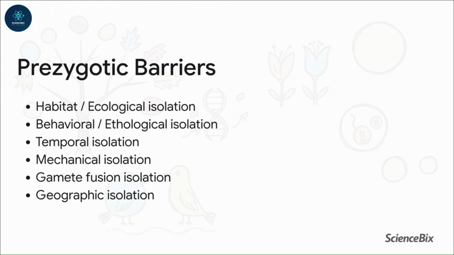Mechanical isolation is exactly what it sounds like. The physical reproductive parts literally just do not fit together. With gamete fusion isolation, the sperm and egg might meet, but they just can't physically fuse. And lastly, geographic isolation. That's your classic physical wall, like a mountain range, keeping everybody completely apart. Nature really does build a ton of roadblocks here.